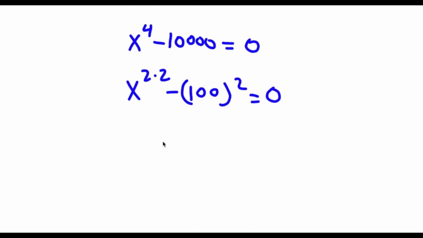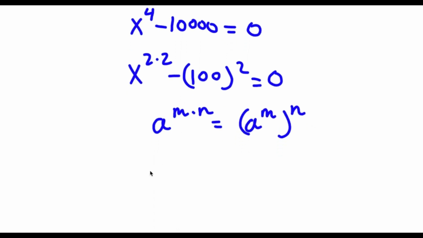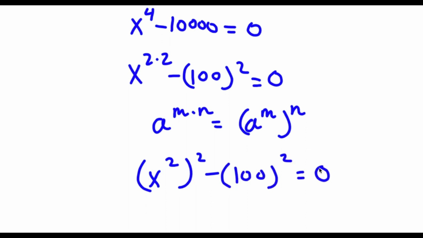Now, if I have something in the form a to the power of m times n, this is equal to a to the power of m to the power of n. So in this case, x to the power of 2 times 2 can write as x to the power of 2 to the power of 2. So I have this minus 100 squared is equal to 0.